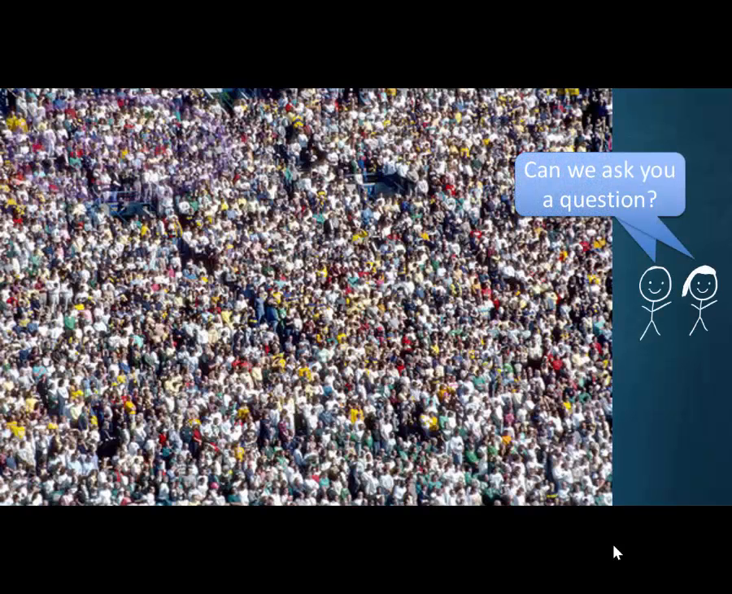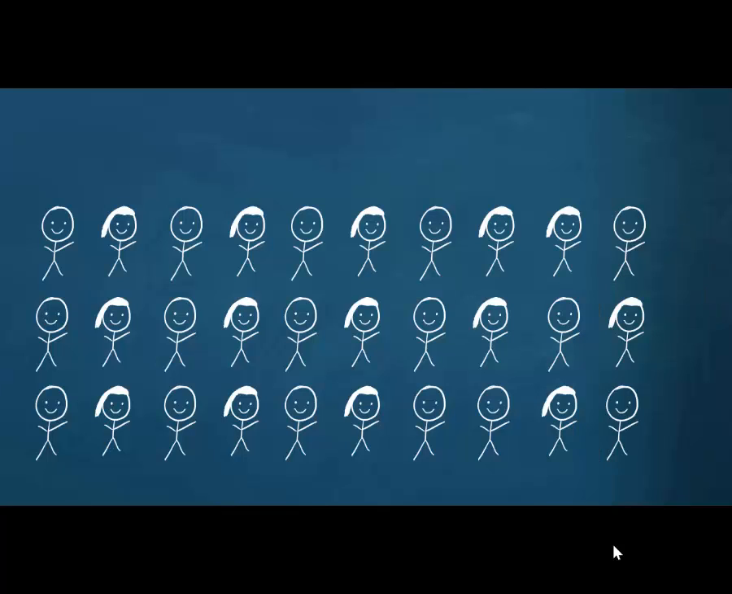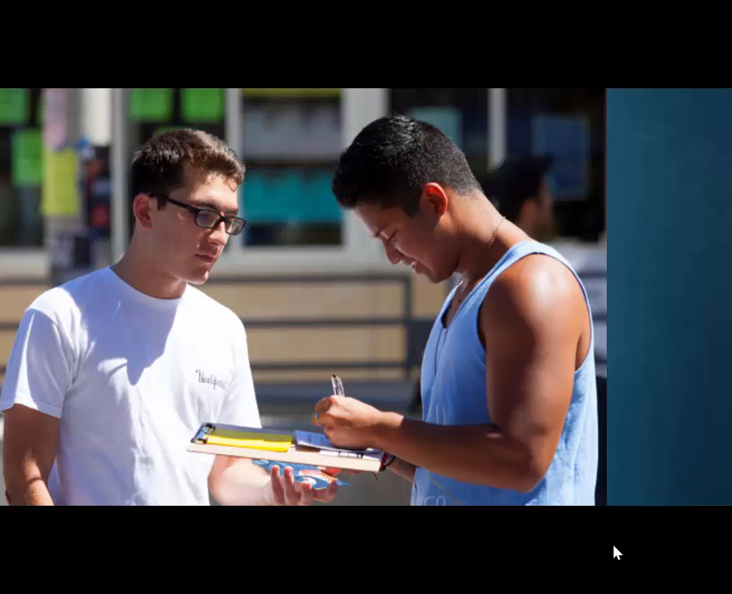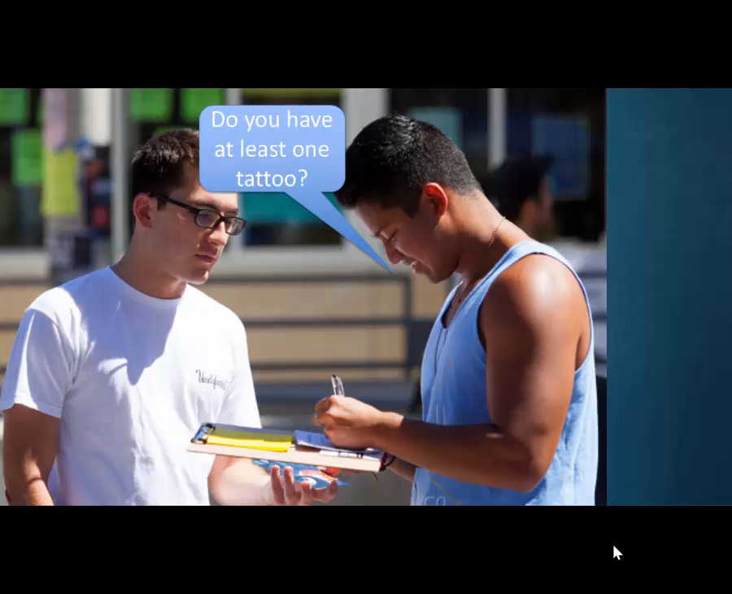Well, we could go around and take a census of everyone on campus, ask them if they have at least one tattoo. However, this would be very time-consuming and nearly impossible. So a more practical way would be to take a representative sample. Suppose that a class of 30 students decides to take on this project. They go around campus to different locations. They each ask 100 students out of a campus population of about 22,000 if they have at least one tattoo.